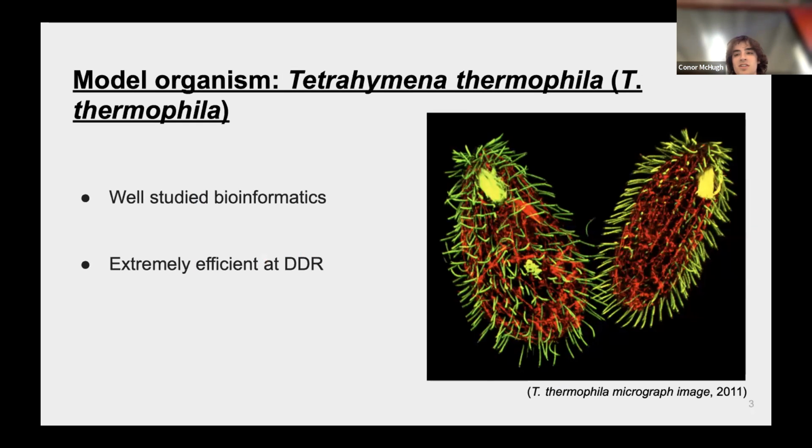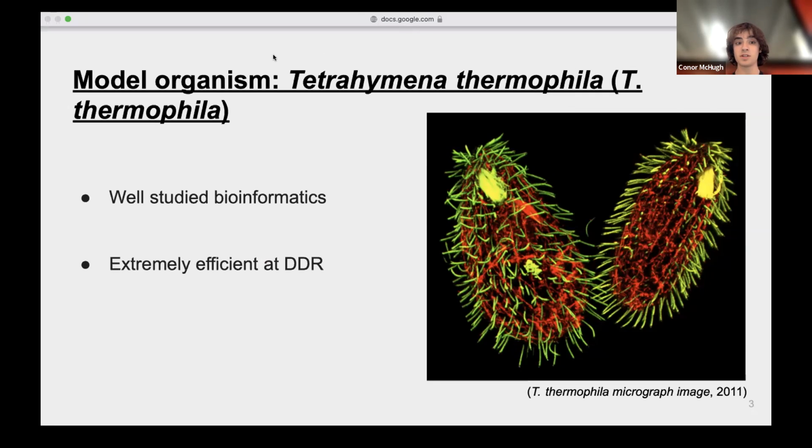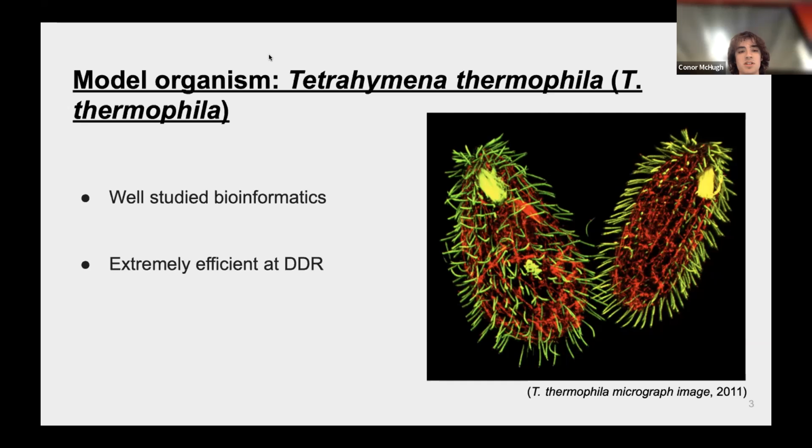The model organism that we use in this class is known as Tetrahymena thermophila, also known as T. thermophila. The reasons we use this organism is that it has a well-studied genome with genes known to be similar to those of human genes. It's also known to be naturally very efficient at the DNA damage response, where it actually cuts up its own DNA during a section of its mating process known as conjugation.